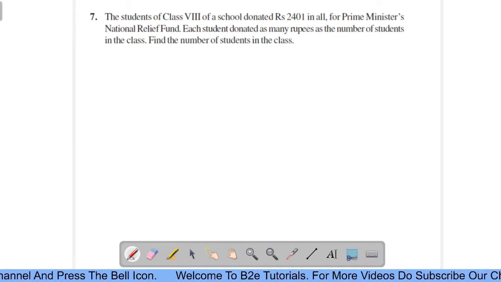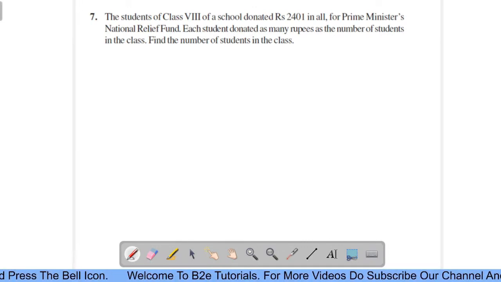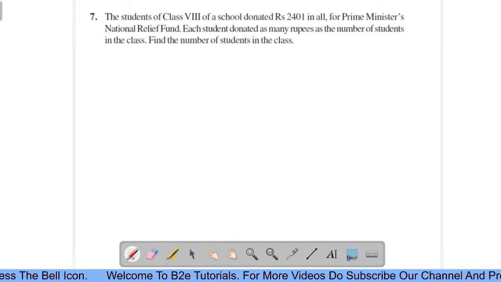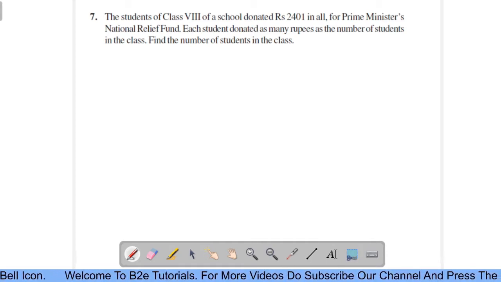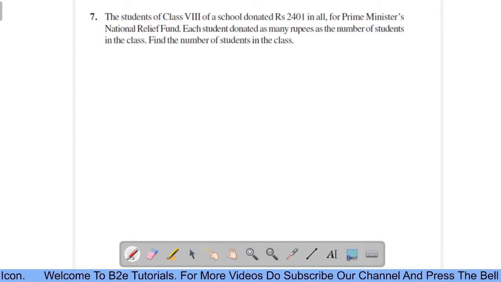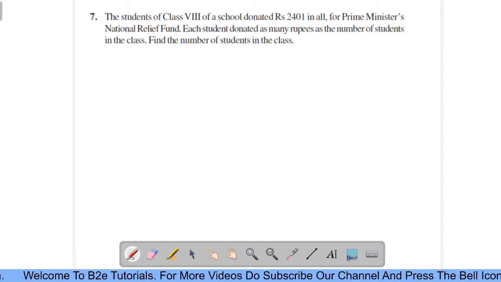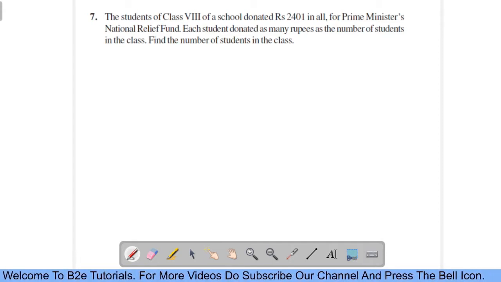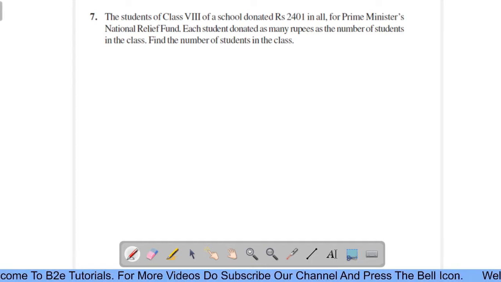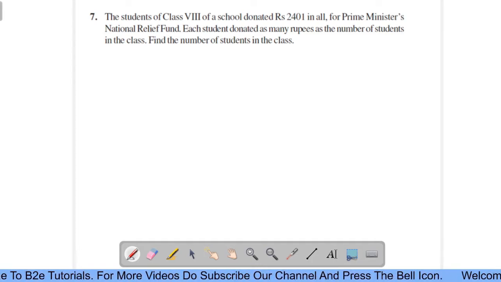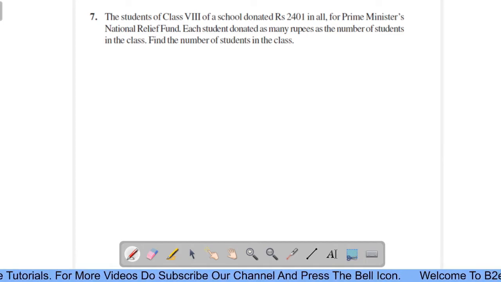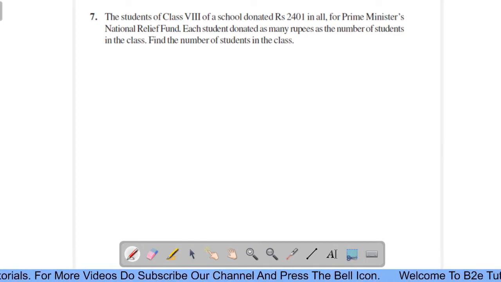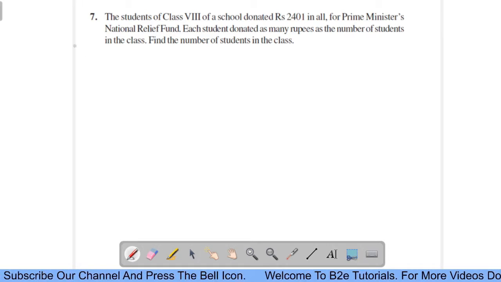Question number 7. The students of class 8th of a school donate rupees 2401 in all for Prime Minister's National Relief Fund. Each student donates as many rupees as the number of students in the class. Find the number of students in the class. Here is the solution.